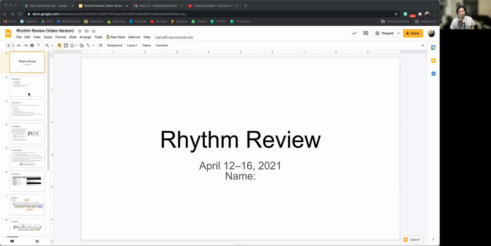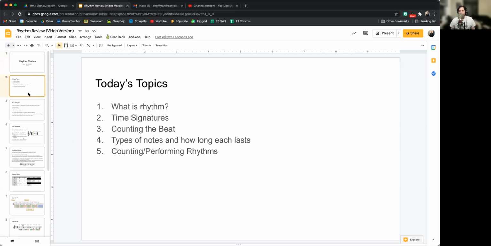Anyway, moving forward, rhythm review. Today's topics. What am I doing today? Well, number one, what is rhythm? We're going to talk about that super fast. Number two, time signatures. 3, counting the beat. 4, types of notes and how long each one lasts. And 5, counting and performing rhythms. There will be a video check as well later on in the video.